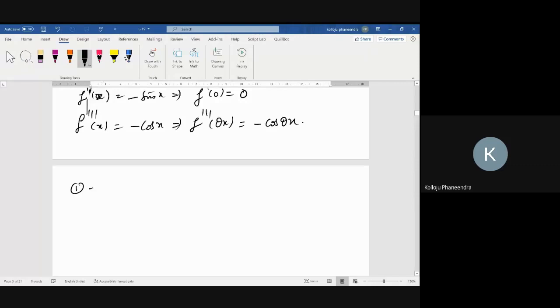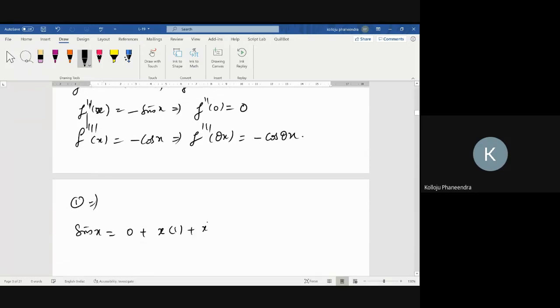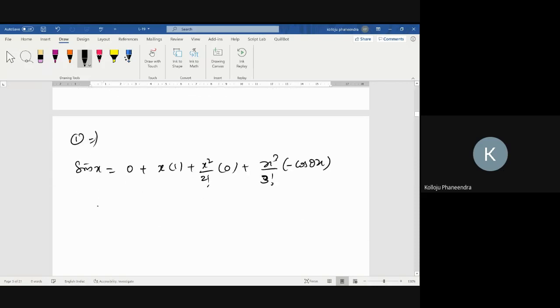Therefore, sine x equals f of 0, which is 0, plus x into f dash 0, which is 1, plus x square by factorial 2 into f double dash 0, which is 0, plus x cube by 3 factorial into f triple dash theta x, negative cosine theta x. Therefore, what is the sine x expansion?